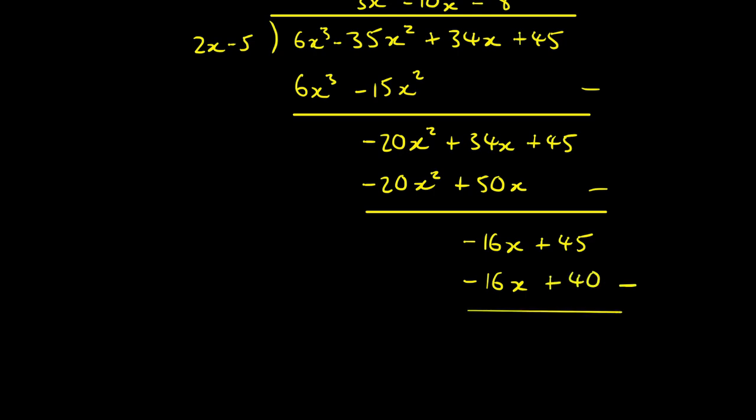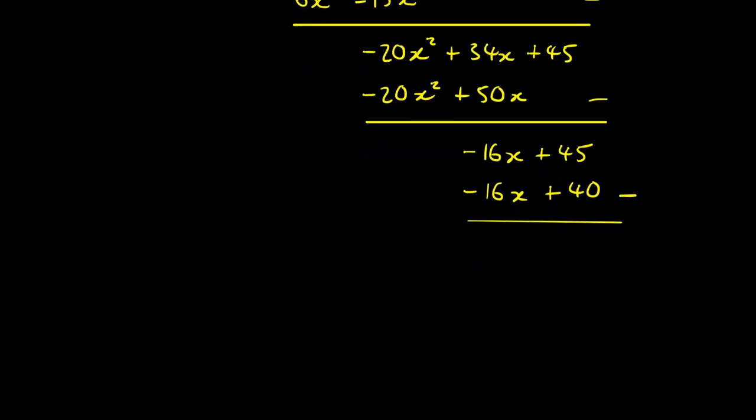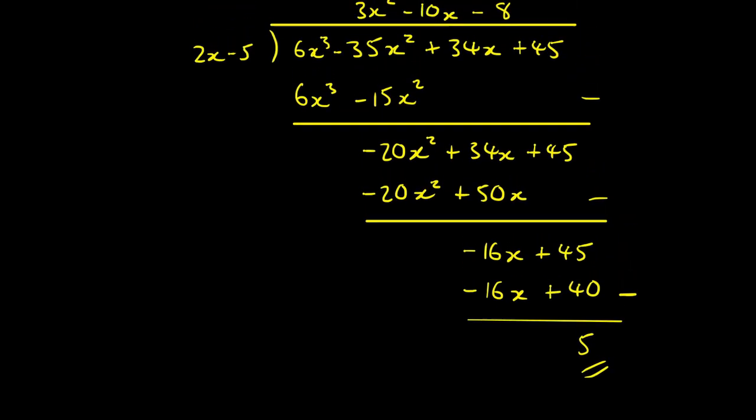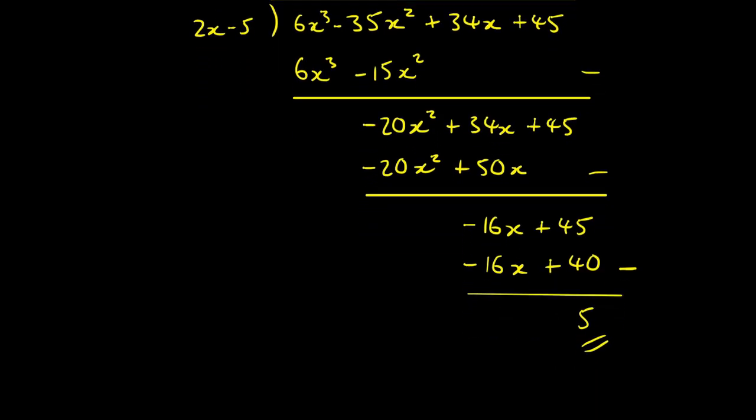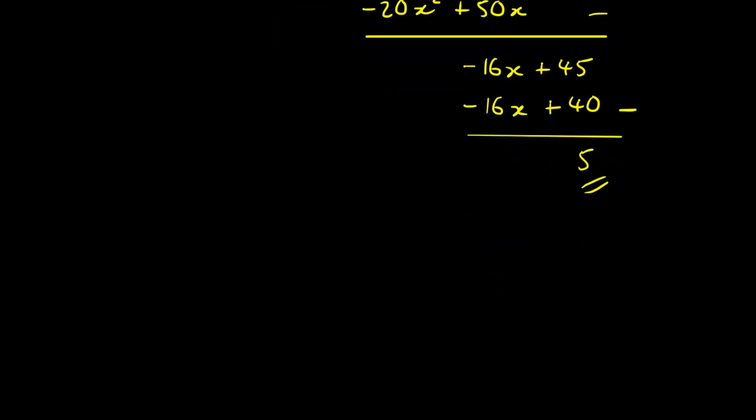And so then we are going to subtract that. Negative 16x minus 16x is 0. 45 minus 40 is 5. So in other words, if we divide our polynomial by 2x minus 5, we get 3x squared minus 10x minus 8, with a remainder of 5. Okay, so I'm going to write that down.